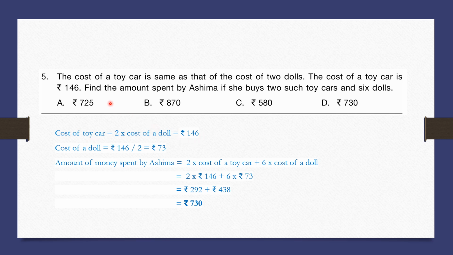So the cost of a doll is rupees 73 and the cost of a toy car is rupees 146. Now let's see how much Ashima spent. She buys 2 such toy cars. So 2 times rupees 146 plus 6 dolls, so 6 times rupees 73. So 2 times rupees 146 is rupees 292 and 6 times rupees 73 equals rupees 438. So let's add them together. We will get rupees 730. So our answer is option D.